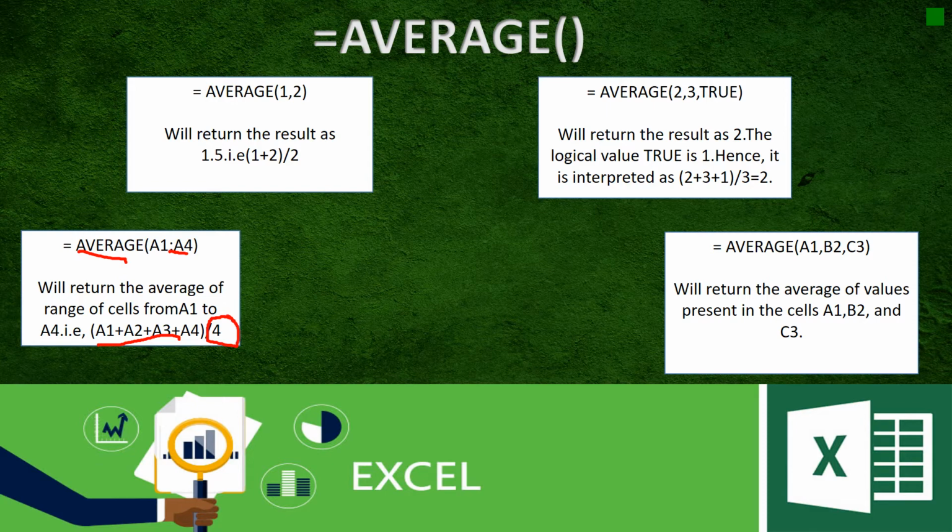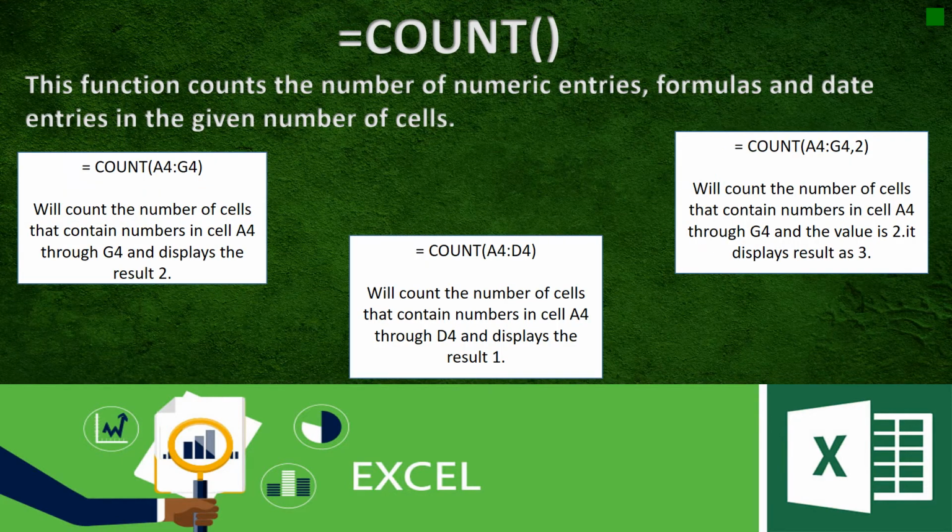Clear? Next is AVERAGE(A1, B2, C3). What will it do? It will return the average of the values present in the cells A1, B2 and C3. It will add only the values present in these particular cells. Clear? Next we will talk about the COUNT function. It will count the number of numeric entries, formulas and date entries in the given cells.